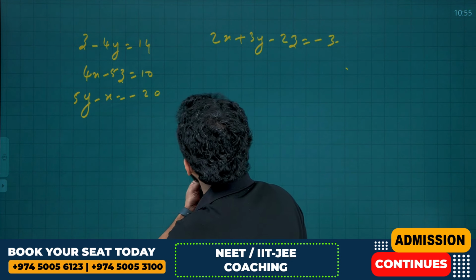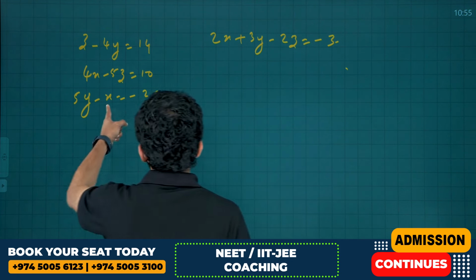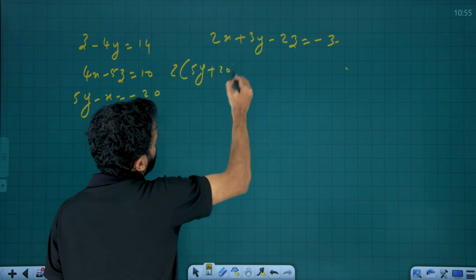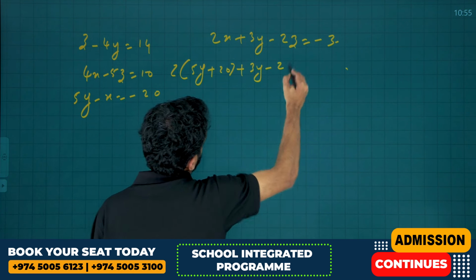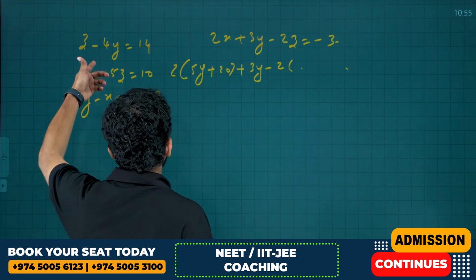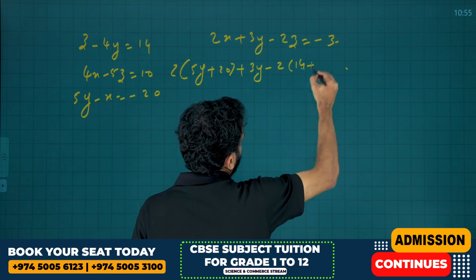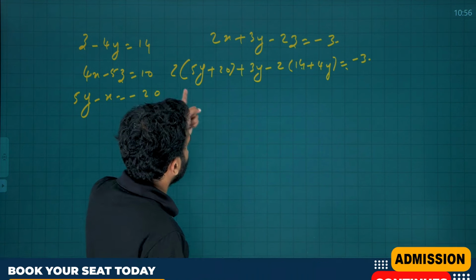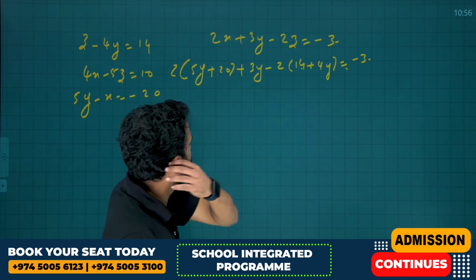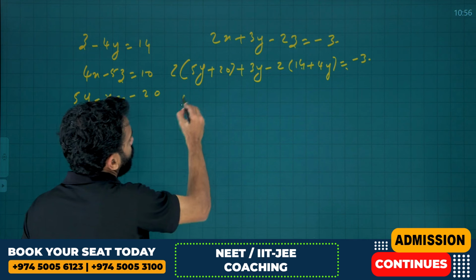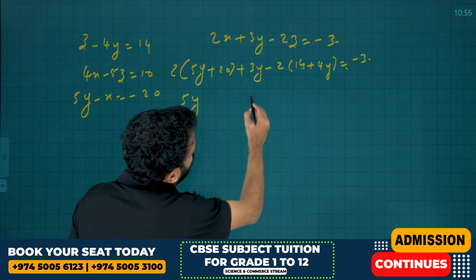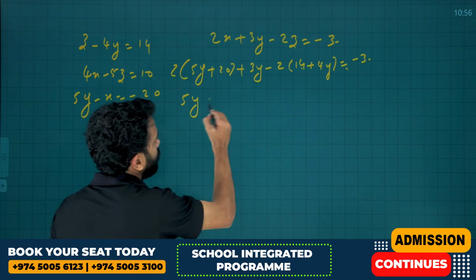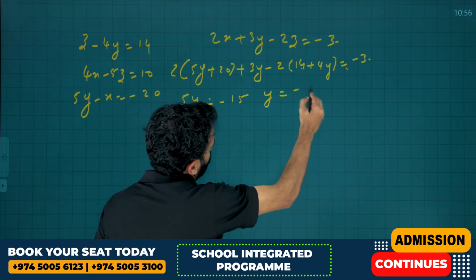I think it's better to convert everything in terms of y. Therefore x is equal to 5y plus 20. That is 2 into (5y plus 20), plus 3y, minus 2 into z, where z is 14 plus 4y, is equal to minus 3. If you open it, you get 10y plus 3y minus 8y, that is 5y, plus 40 minus 28, that is 12, equal to minus 3. That is 5y is equal to minus 15, so y is equal to minus 3.